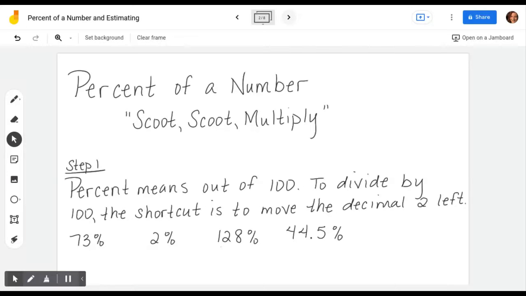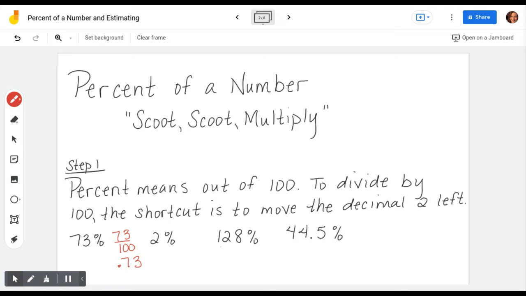So percent literally means out of 100. So what we're really doing when we change the percent to a decimal, we're just writing it as a fraction and dividing by 100. But you skip all that stuff. You just take the shortcut. So 73% really means 73 out of 100. Fraction bars just divide. So if you actually divide 73 by 100, you're going to get 0.73.